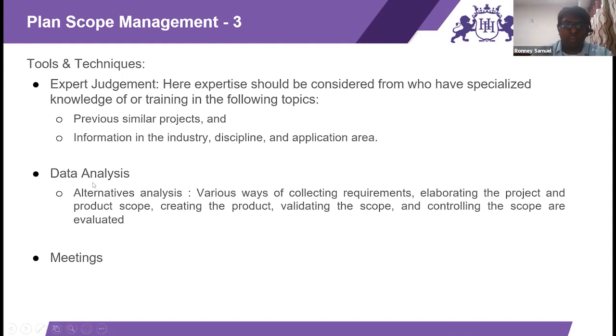Another one is what we call data analysis, or what we call alternative analysis. Various ways of collecting requirements, elaborating the project and product scope, creating the product, validating, controlling the scope are evaluated. What are the other alternatives available? If I take a way to do the work of collecting the scope or requirement, is there any other alternative which is available as a part of the complete process, or only as a part of a small part of the process? So I just need to change a small area in the process. So this is one of the techniques you can use to develop a better scope management plan or a requirement management plan.